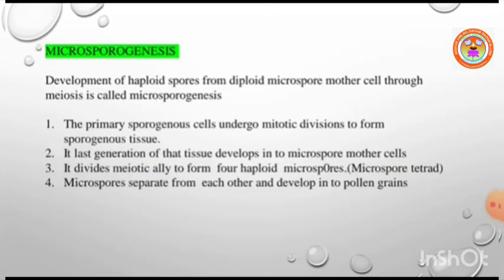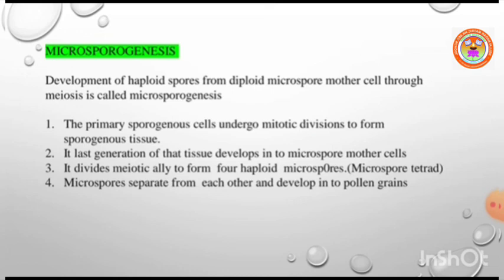The process by which microspores are produced in the anther is called microsporogenesis. Primary sporogenous cells undergo mitotic division to form sporogenous tissue. The last cell of the sporogenous tissue acts as the microspore mother cell, which divides meiotically and forms 4 haploid microspores. The microspores develop in the anther locule into pollen grains.